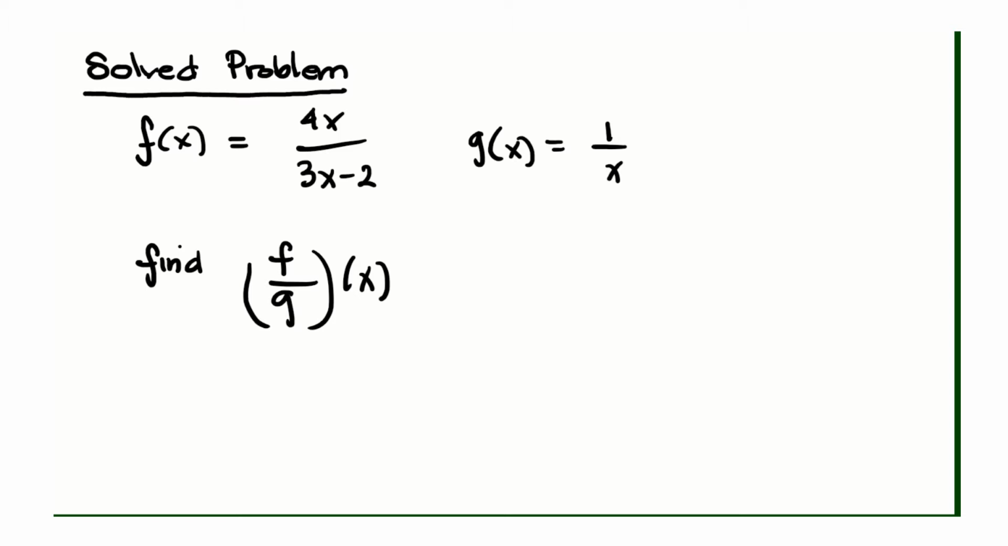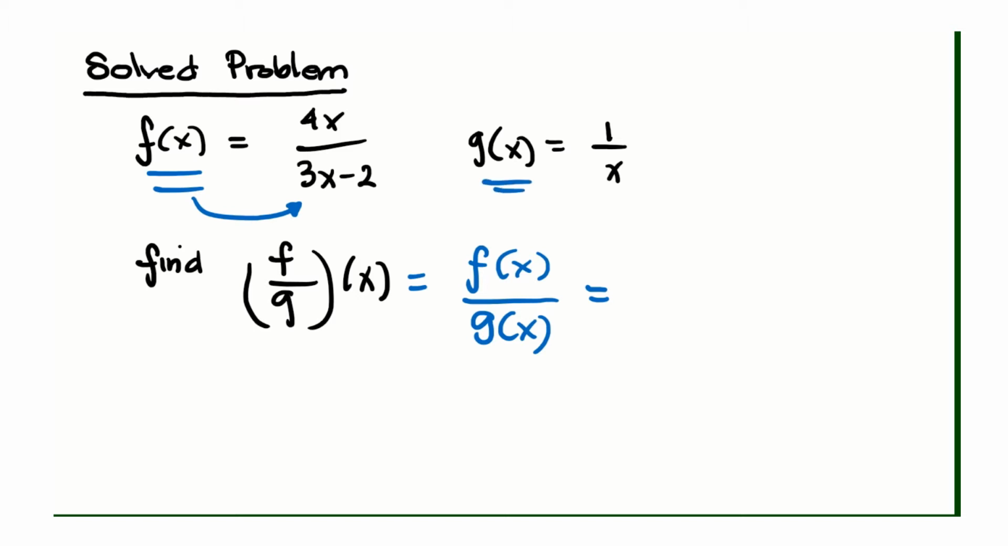So the solution to this problem is, first we need to know that f over g of x means f of x over g of x. From here we can see that all we need to do is supply the expression for f of x and the expression for g of x. So replacing f of x by the expression 4x over 3x minus 2 and g of x as 1 over x.